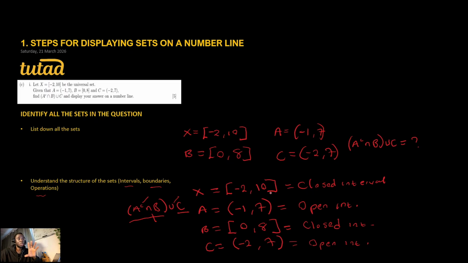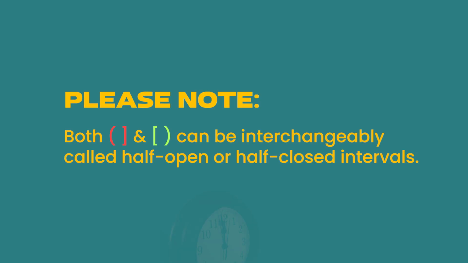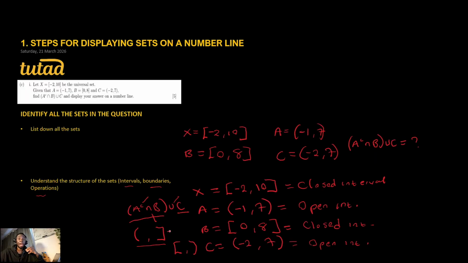Just a small point to note when it comes to the intervals of the set. We can see here that we have closed intervals and open intervals. At the same time, we can also have half open intervals or half closed intervals. Whenever a set starts with a parenthesis and ends with a square bracket, this set is a half open interval. However, if the set starts with a square bracket and closes with a parenthesis, this would mean that this set is a half closed interval. So these are the other types of intervals that we're going to be dealing with as we solve questions like this.